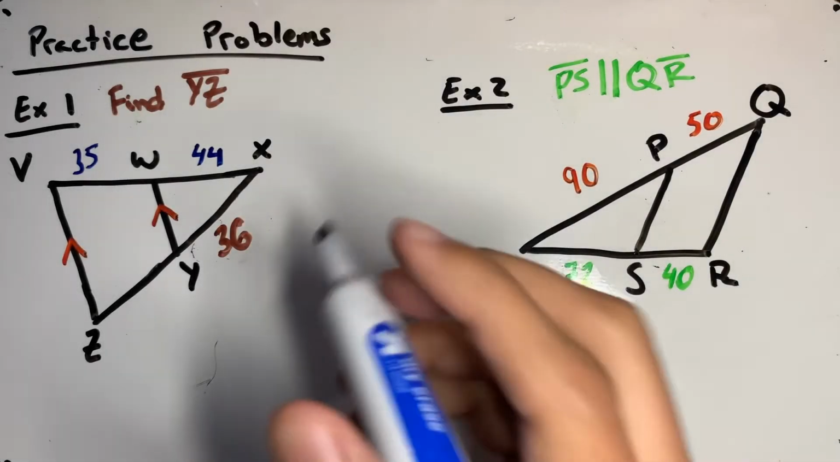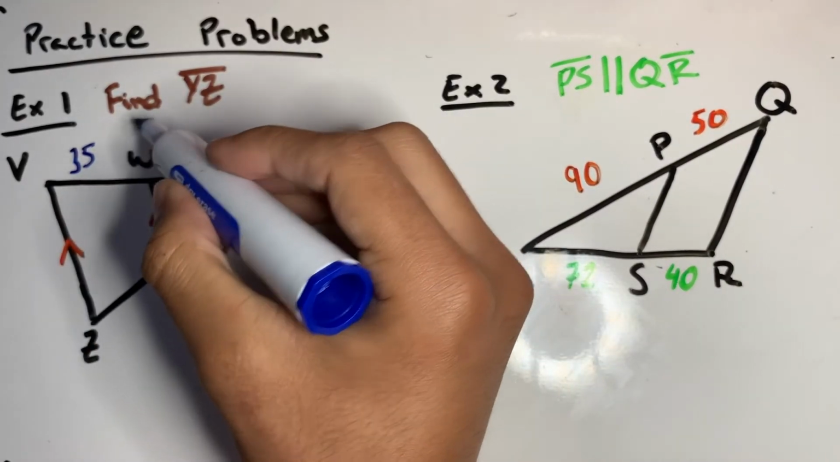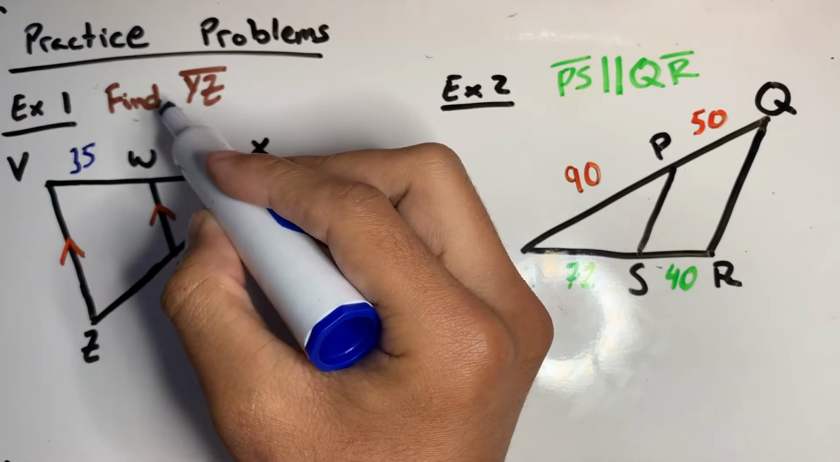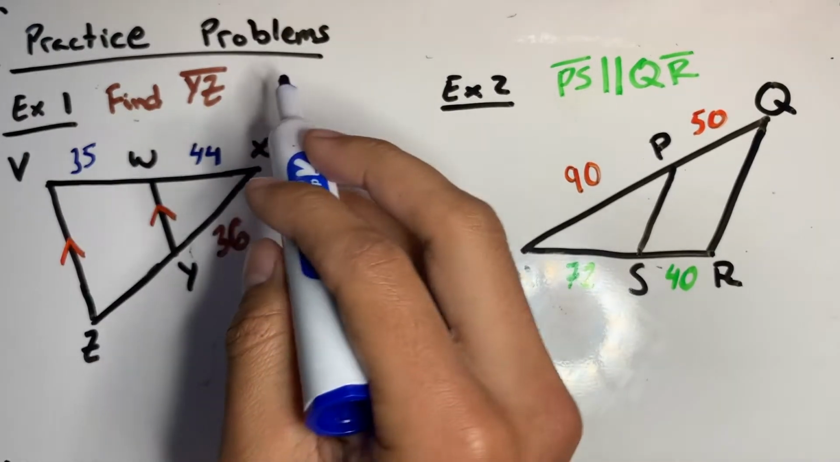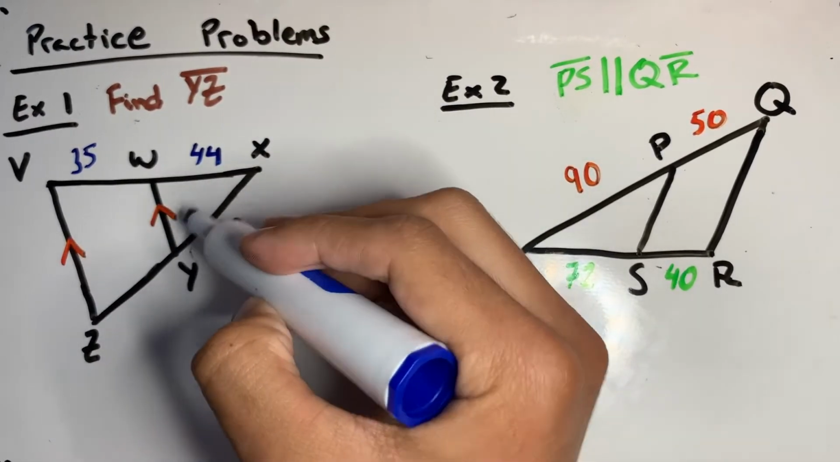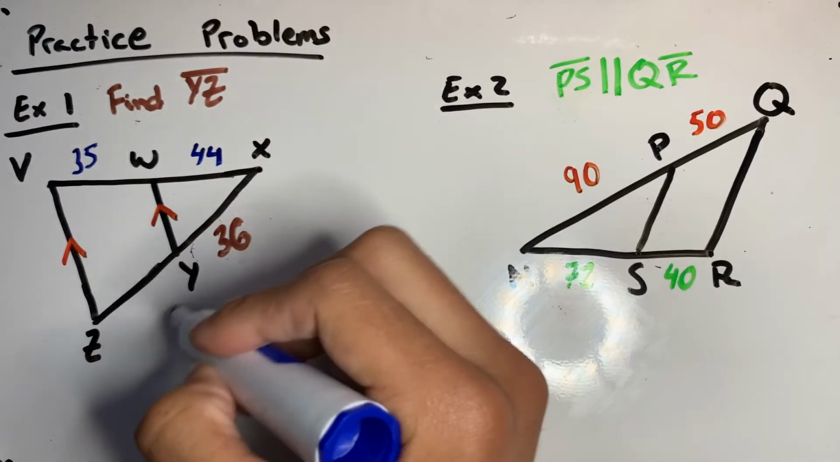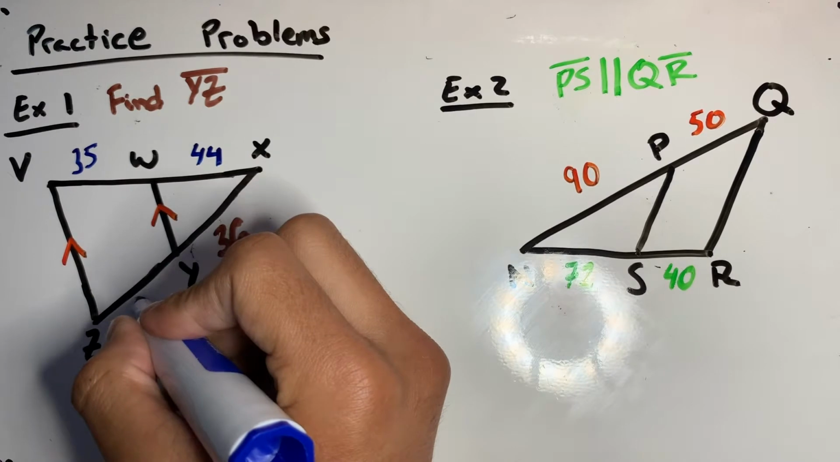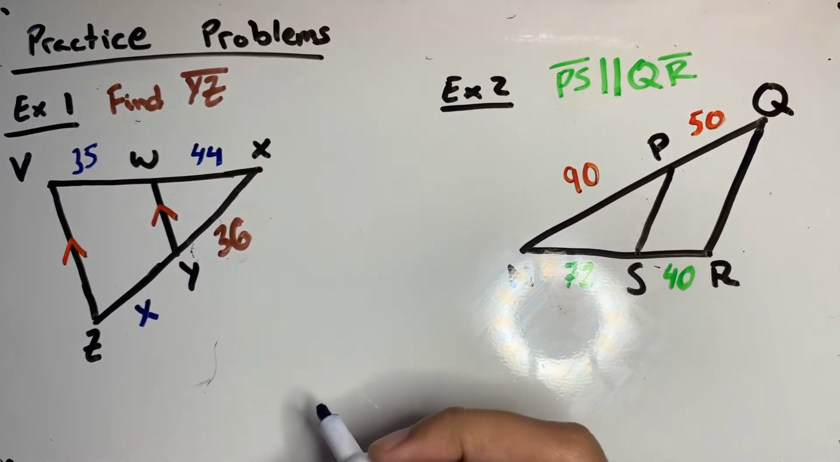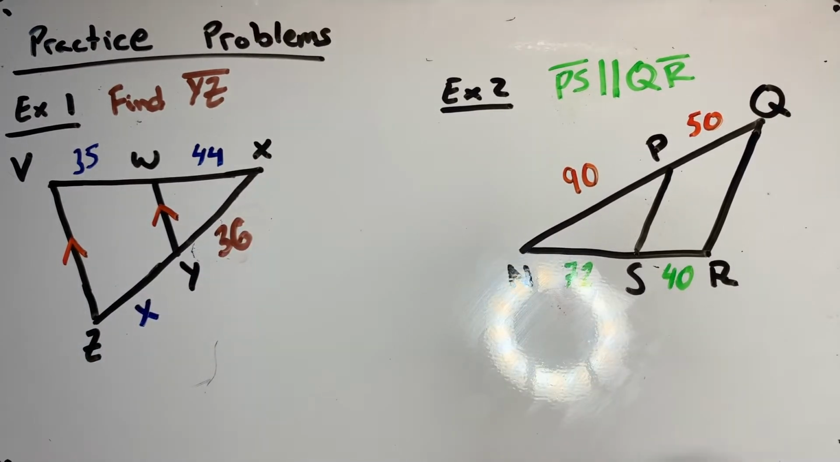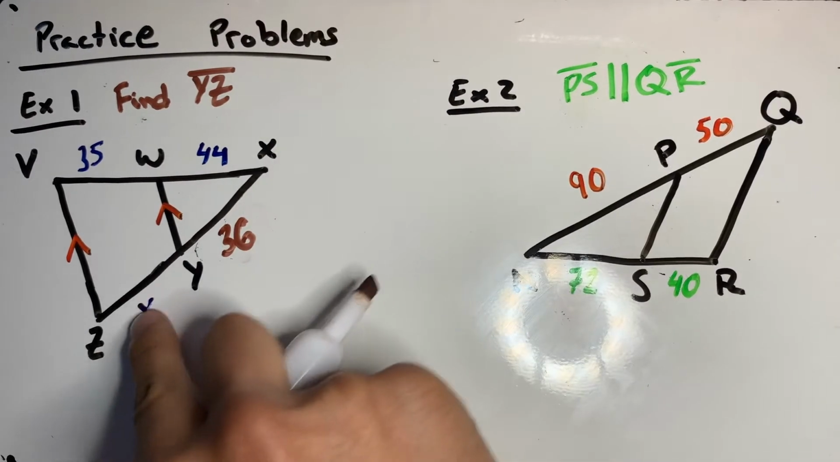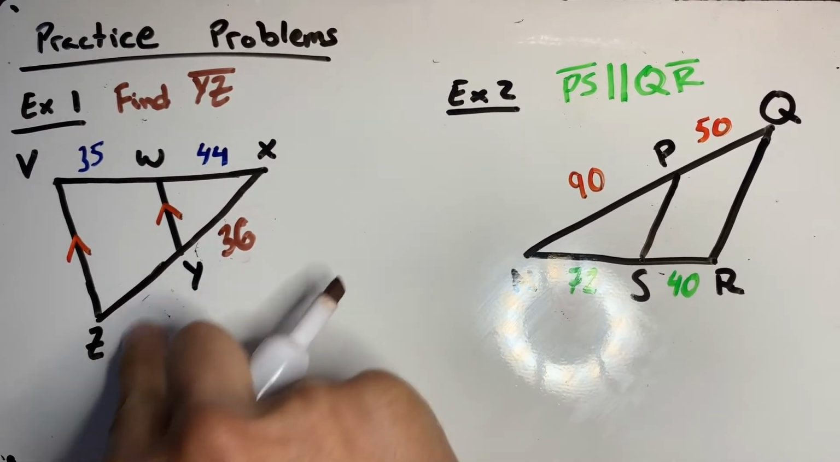All right, so these are just practice problems now. And we have find YZ, right? And that's all the information they give us plus this diagram. So we know 35, 4, and 44, and we have 36, and here's YZ, right? So YZ, we'll put this as an x. Actually, just to keep it consistent, I'll use a brown x.